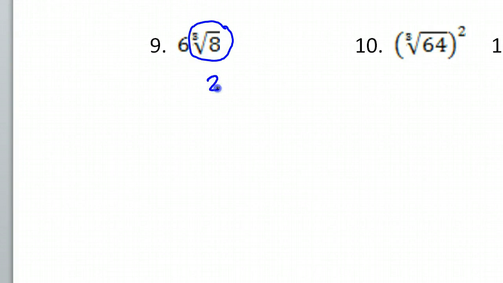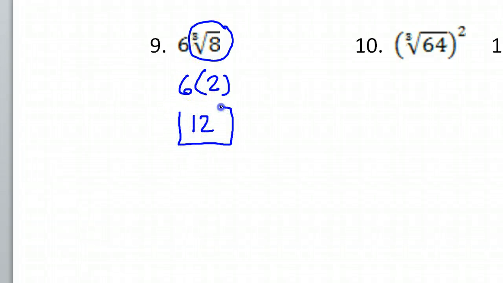Okay, so I get a 2. But then I have 6 times this. And 6 times 2 is 12. So the answer to number 9 should be 12.